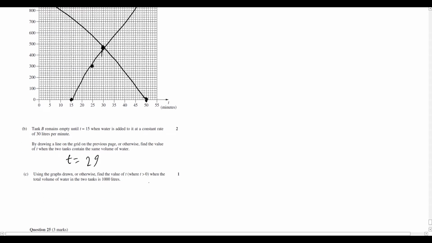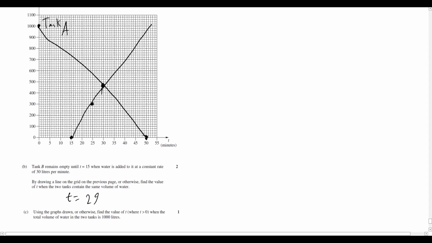Okay, part C. So using the graphs drawn or otherwise, find the values of t, where t is greater than 0, when the total volume of water in the tanks is 1000 liters. Okay, so this one is a little bit trickier, and I would honestly recommend doing this one algebraically as opposed to with the graph. So let's think about what's going on here.